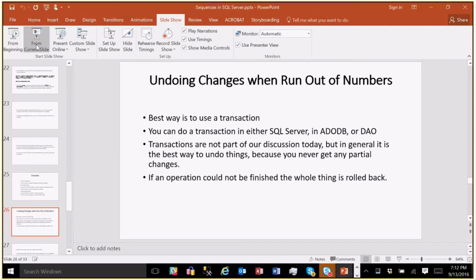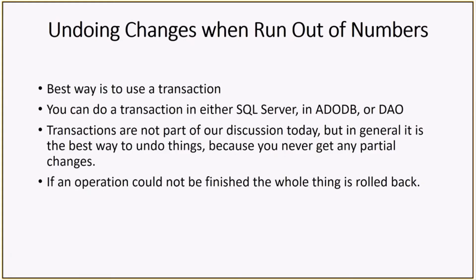I'm just going to briefly tell you the best way. We're not going to go into it right now, but the best way is to use a transaction. You can do a transaction in either SQL Server, in ADODB, or DAO. Now, transactions are not part of our discussion today, but in general, it is the best way to undo things because you never get any partial changes. If an operation could not be finished, the whole thing is rolled back.